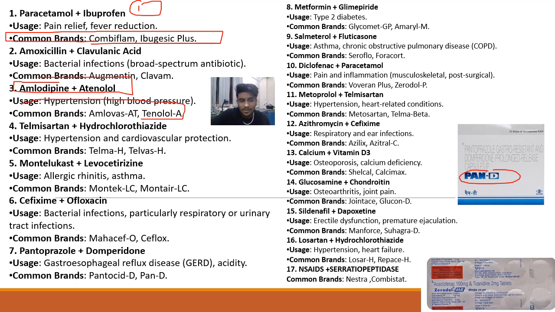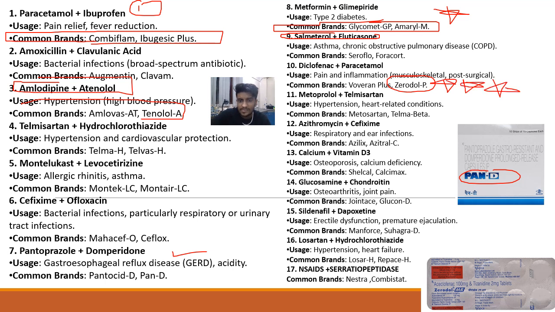Cefixime and ofloxacin that are useful for bacterial infections, especially respiratory infection, like you have azithromycin 500 and 250. Similarly, you also have a very famous combination of O2, ornidazole and ofloxacin for amoebiasis. Pantoprazole, domperidone, already discussed, it's for GERD. Metformin, glimepiride for type 2 diabetes, in which Glycomet GP and Amaryl M is the most commonly used. Then you have salmeterol, fluticasone, a combination of a bronchodilator with a corticosteroid for relief of COPD. Diclofenac, paracetamol for the musculoskeletal diseases like Zerodol P is the most common combination. Voveran Plus diclofenac, paracetamol is a very common combination used.